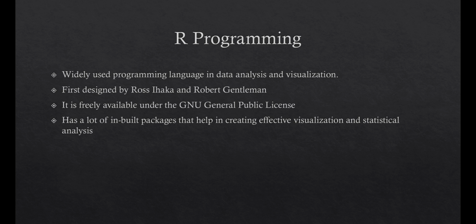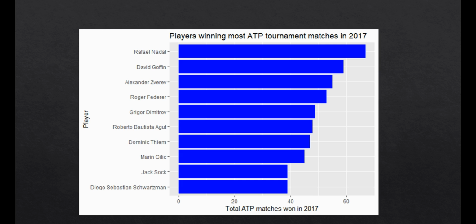Now, let's look at how R helps in visualizing data by going through an example. This is a bar graph for the top 10 male tennis players who won the most number of ATP Tour matches in the year 2017. As you can see, this bar graph gives a lot of information, like who were the top 10 match winners in 2017 and how many matches each of them won.